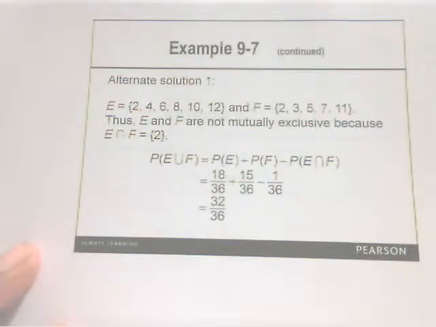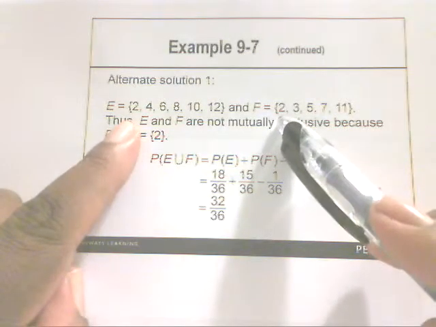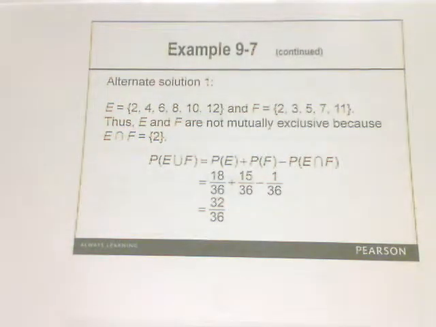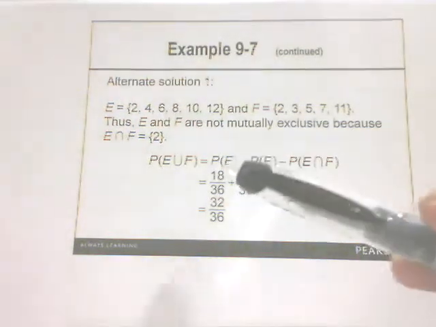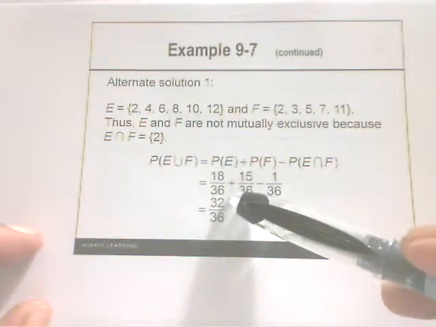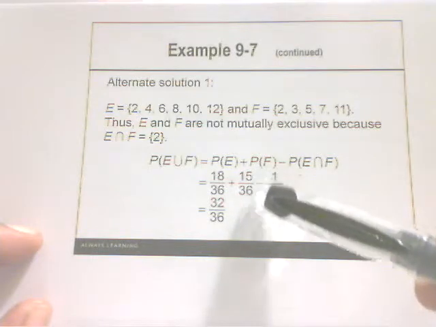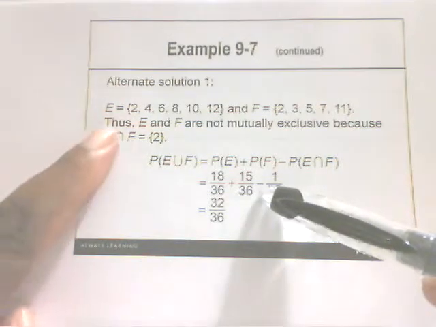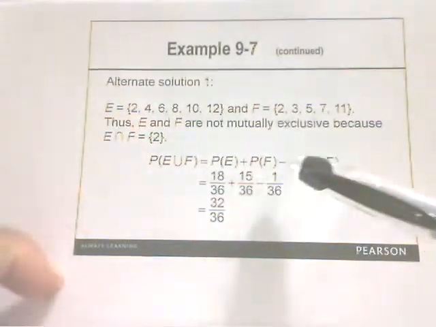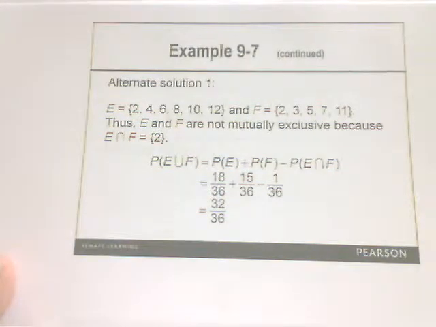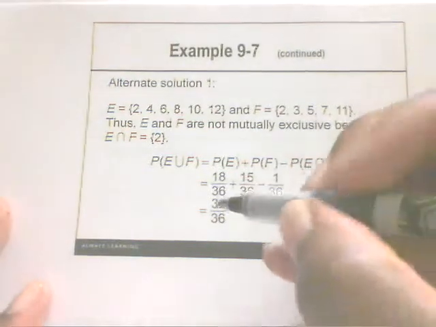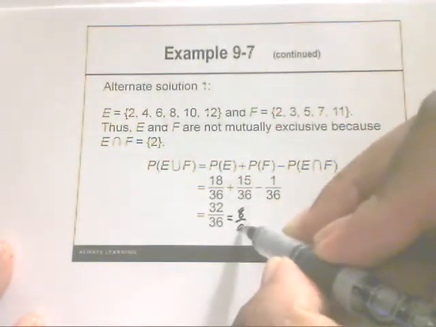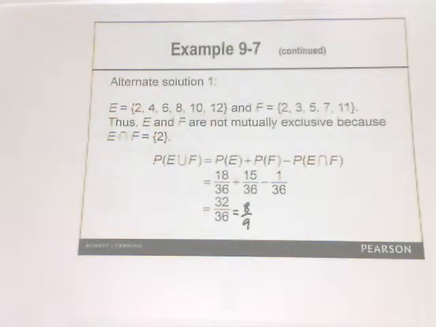Okay, here you can see they're not mutually exclusive because 2 is common in both E and F, so that's why they're not mutually exclusive. Okay, so the probability of event E happening would be 18 out of 36. The probability of event F happening would be 15 out of 36. Then you have to subtract off what's common in both, the 2, which is 1 out of 36, to avoid double counting. So 18 plus 15 minus 1 would be 32, and then over 36, or 8 ninths. So that's the probability of rolling a sum that is even or prime.